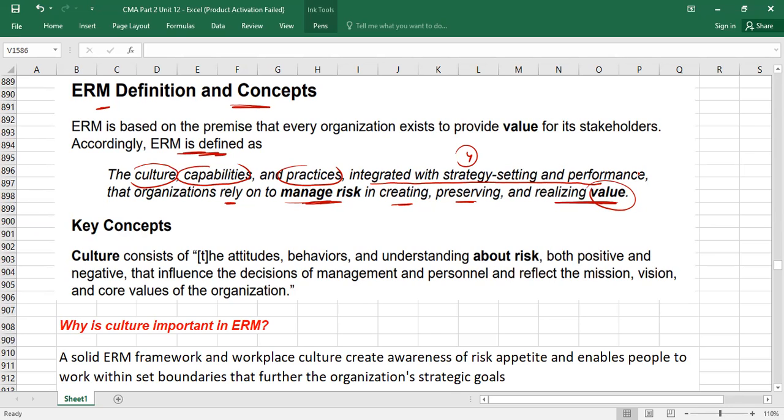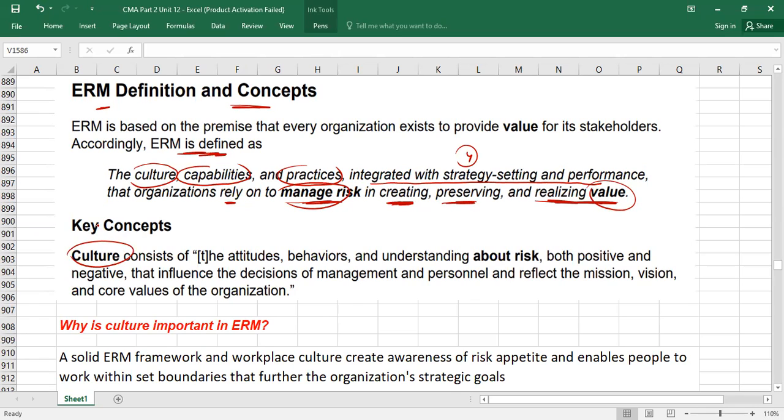Okay. Why do we need these things? Because we simply want to manage risk, to create value, to preserve value, and to realize value. So these are keywords. Starting first with the culture. What does culture mean? The first keyword I'm going to explain.